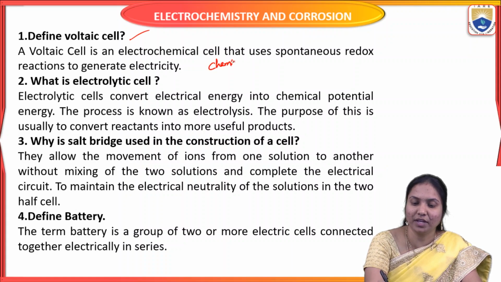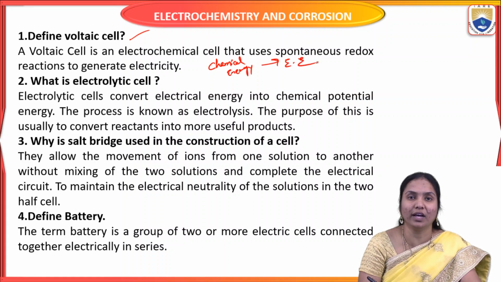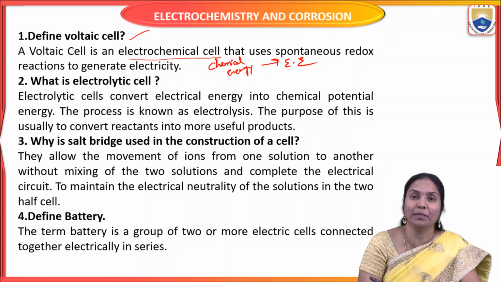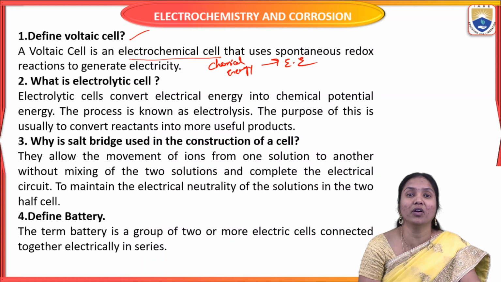A cell which converts chemical energy into electrical energy is called a voltaic cell. It is also called an electrochemical cell. Here, a voltaic cell is an electrochemical cell that uses spontaneous redox reactions to generate electricity. So simply, we say a voltaic cell is an electrochemical cell which converts chemical energy into electrical energy. So what is an electrolytic cell?